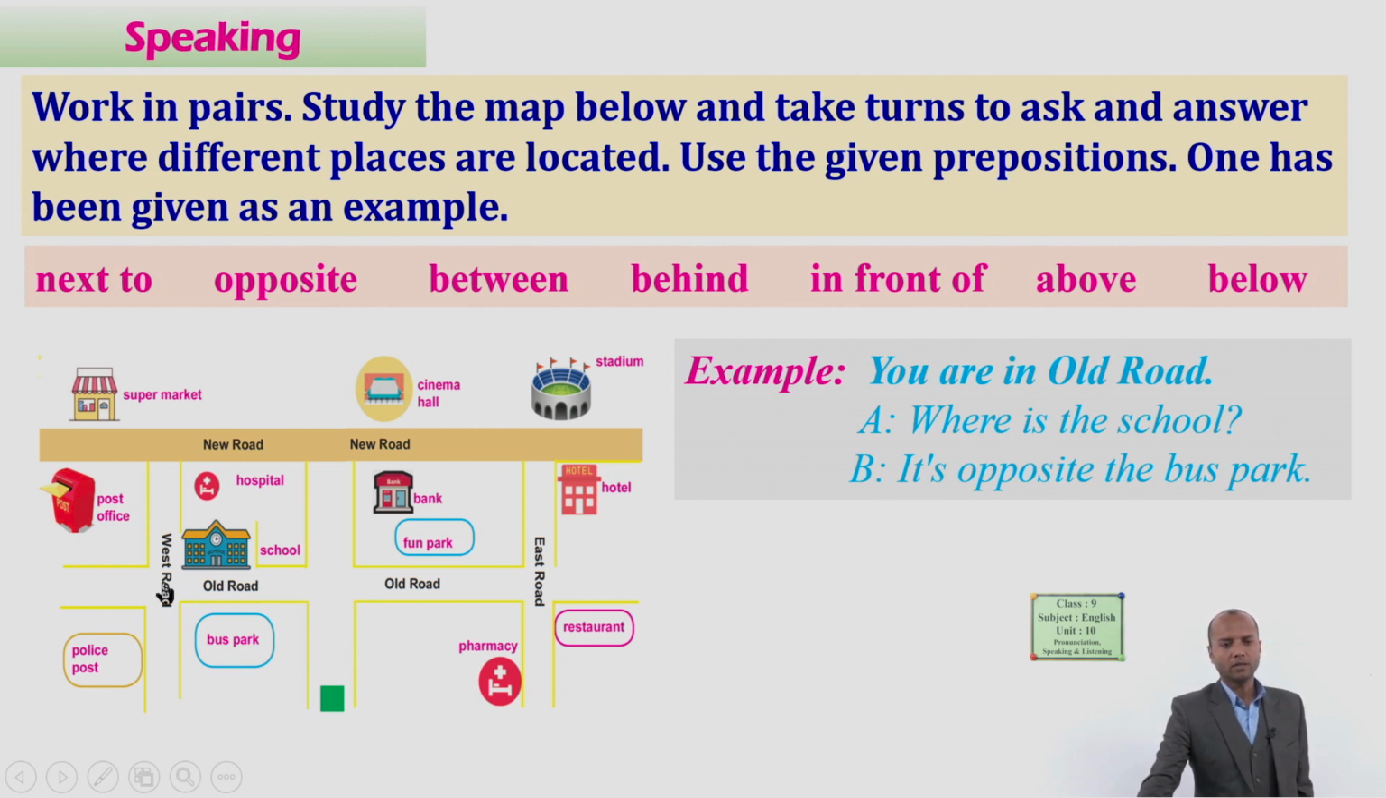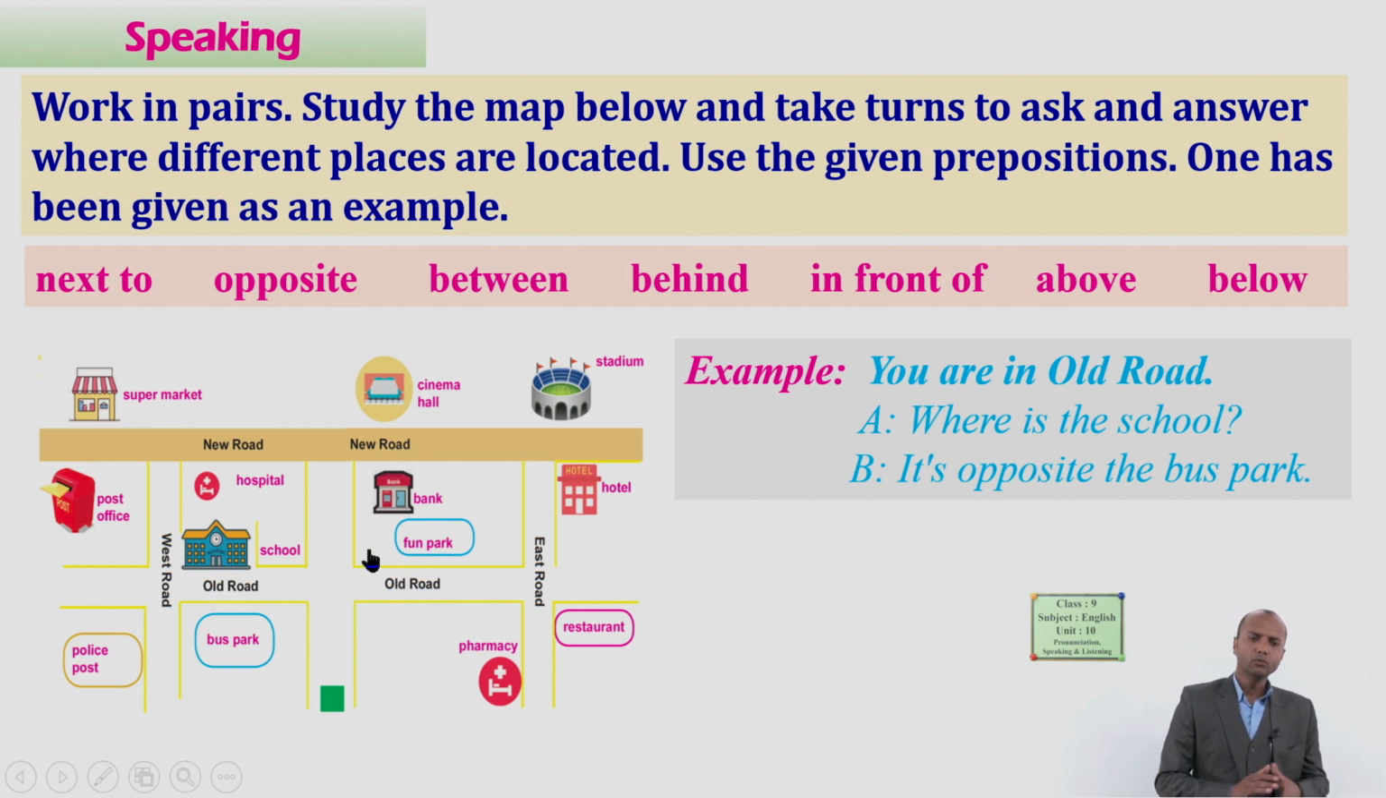So you are here, okay, in Old Road. And you have to locate school there. Where is the school? Yes, it's there. Now A asks, as given in the example, where is the school? And B responds to it, yes, it's opposite the bus park. So school is here and there is road and bus park is there.